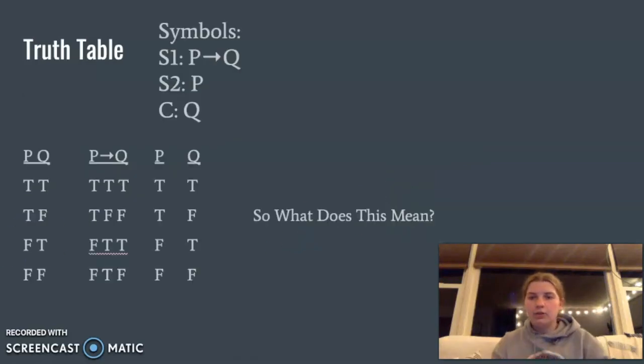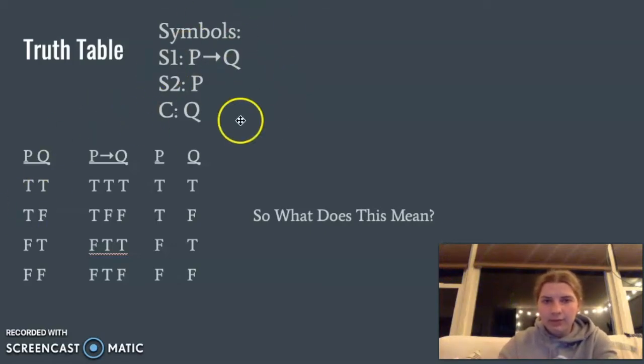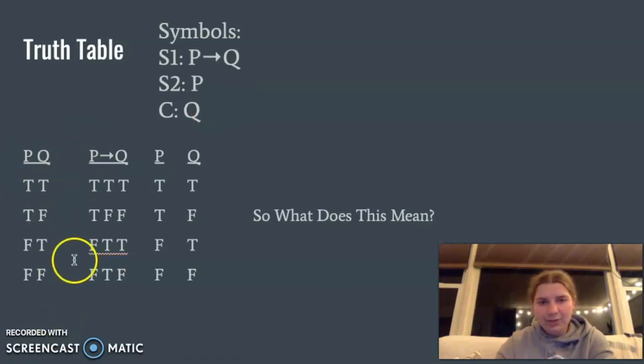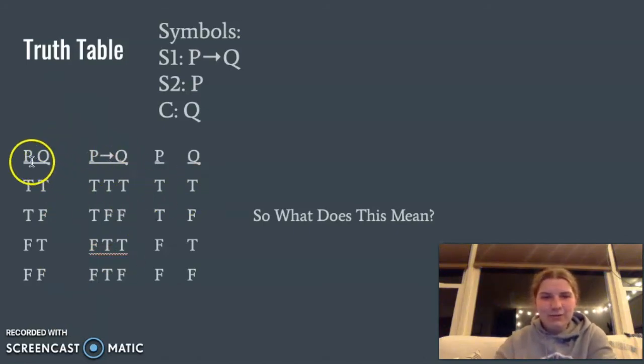Now that we have that, we can construct a truth table. I have written here the symbol form of the argument from the previous slide, and we're going to write the truth tables. To make it easier for me, I usually write P and Q out first, so I can have all my truth values. Usually there's a line here to separate S1, S2, and the conclusion, but I don't know how to do that on a Mac, so I'm just going to pretend there's a line here. For P, I have T, T, F, F, and for Q, I have T, F, T, F.